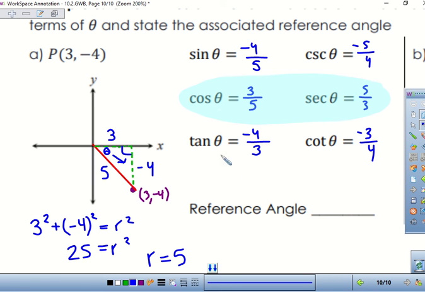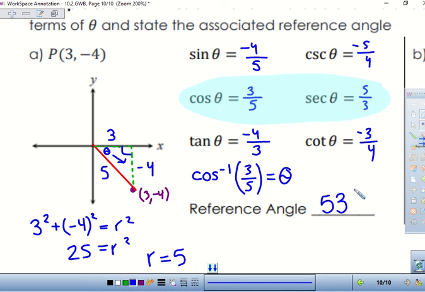So what you're going to do is find the angle that corresponds to this. To find the angle when we have the sides, we do inverse cosine of 3/5 is equal to theta. So you're going to use the second button on your calculator. Okay? So on your calculator, you would do 3 divided by 5, and then second cosine. And you should get about 53 degrees. So that's how you do a reference angle, okay? Use the inverse. You always use the inverse when you're looking for the angle.